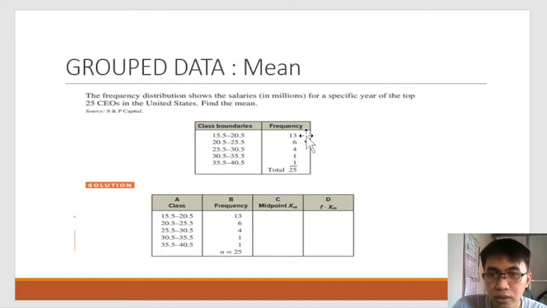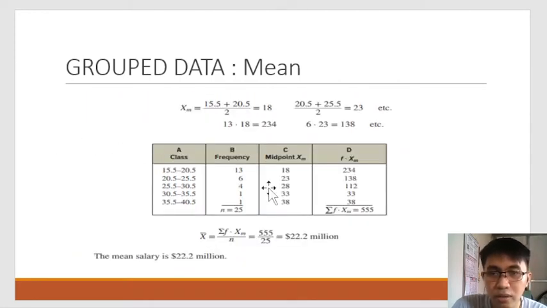So ang total po nito is 25. So that would be your n. So kailangan daw po nating mag-provide ng columns for class, frequency, the midpoint denoted as x sub m, and the D is the product of the frequency and the midpoint. So 13, 6, 4, 1, and so on. Okay, the question now is how do we get the midpoint for each class?